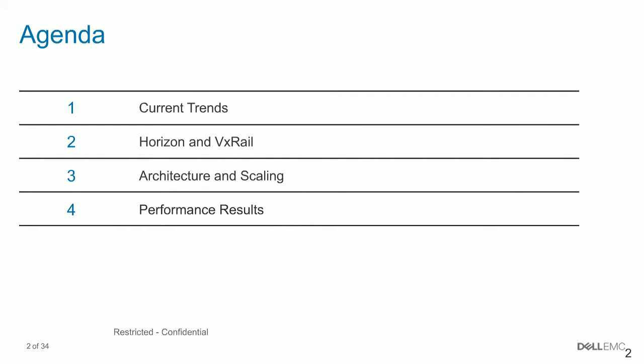Okay, so here's the agenda. We're going to basically break it up into four sessions. So we're going to talk about the current trends, Horizon and VxRail, how they integrate together. Section 3 will be architecture and scaling, so we'll just go through some of the best practices with regard to scaling with Horizon and VxRail, and then the last section we'll go into a little bit about performance. So the VDI solutions team here in Dell, we actually validate these solutions from end to end for a VDI workload, so we'll give you some information on that and how we get those user density numbers.